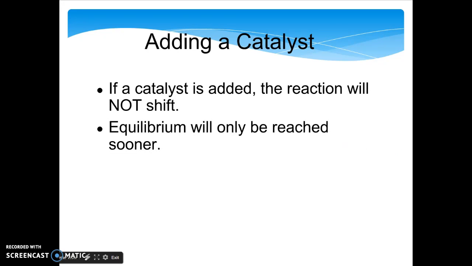Okay? So moving on to the next concept. Out of all the stresses, increasing or decreasing pressure, increasing or decreasing temperature, and increasing and decreasing concentration, the last thing you can do to an equilibrium system is add a catalyst. But the addition of a catalyst is actually not going to cause a shift in the reaction. Instead, it's going to make the reaction reach equilibrium a little bit faster. Because remember, when we add a catalyst, it speeds up both the forward and the reverse reaction. And when you speed up both at the same time, you reach equilibrium faster, but you don't cause a shift, okay?